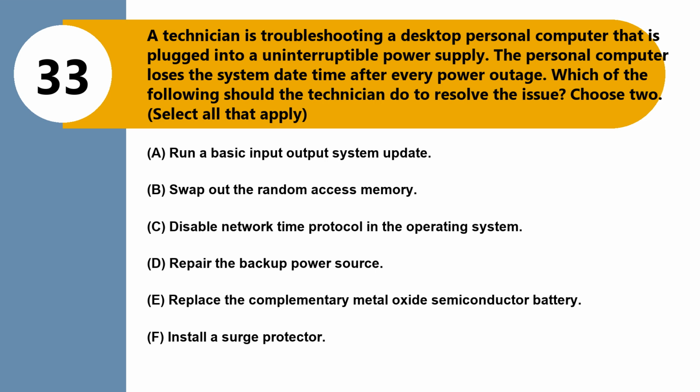Choose 2. Option A, run a basic input-output system update. Option B, swap out the random access memory. Option C, disable network time protocol in the operating system. Option D, repair the backup power source. Option E, replace the complementary metal oxide semiconductor battery. Option F, install a surge protector. The correct answers are options D and E.